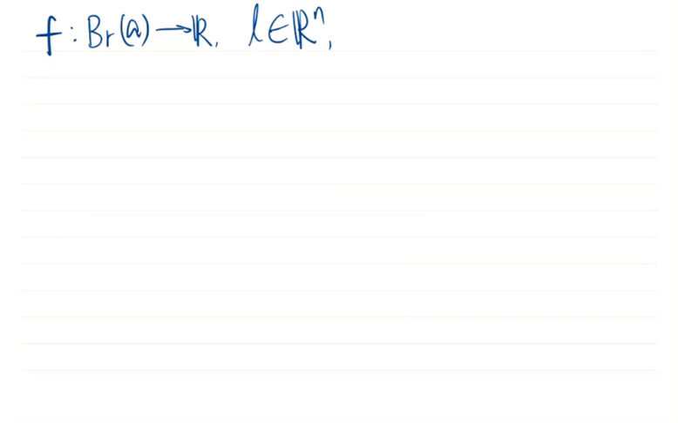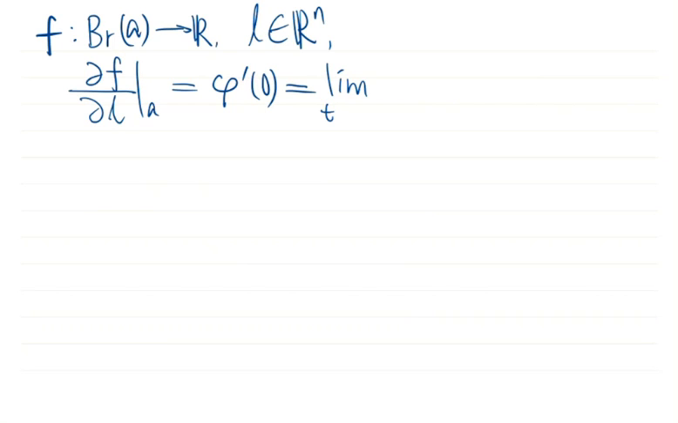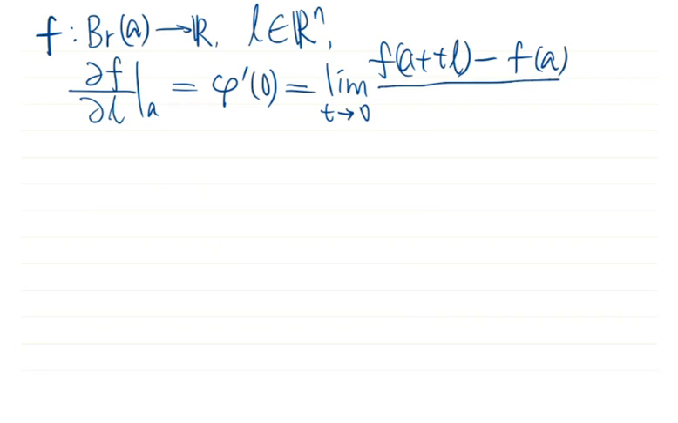So we have introduced the concept of directional derivative. For function f defined near a and L is a direction, the directional derivative at a in the direction L is phi prime 0, which is the limit of f(a + tL) minus f(a), over t.